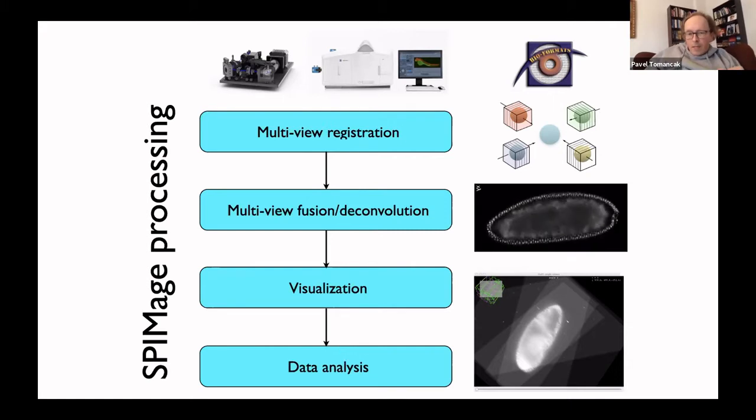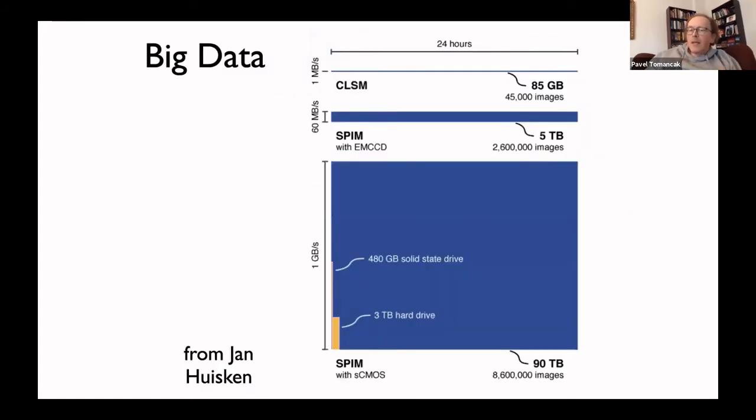So this technology really highlights the big data challenge in biology. Until recently, we were using mostly confocal microscopy. This is a slide from Jan Huisken. If we would image an embryo for 24 hours, we would generate 85 gigabytes of image data, but the embryo would probably be dead long before that. If we use a classical, commercially available SPIM, and we let it run for 24 hours, we generate 5 terabytes, which is difficult, right? If you use a state-of-the-art developmental optical table machine, it is not unusual that you generate in 24 hours 90 terabytes of image data. So the big data problem in microscopy is really big.